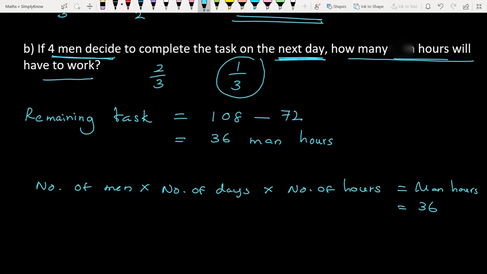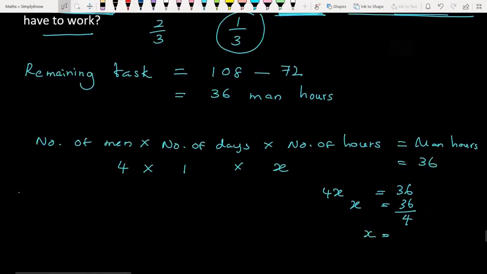Then the number of men is 4 and number of days is 1 because on the next day they need to complete the task. And number of hours we should find. So let's put x. Now it's a simple equation to solve. It's 4x here. 4x equals 36. X is 36 divided by 4. X equals 9. Therefore, 9 hours will be taken to complete the task on the next day.